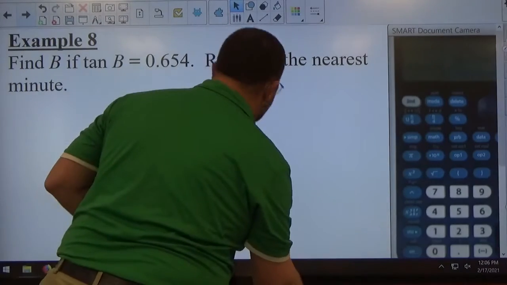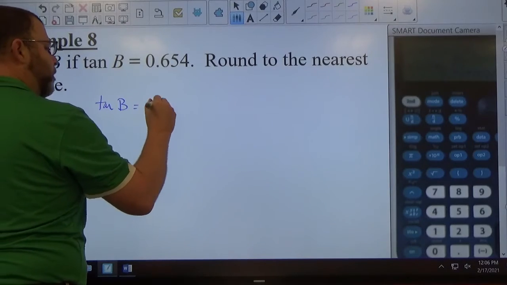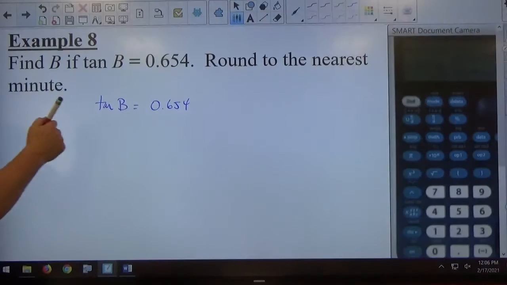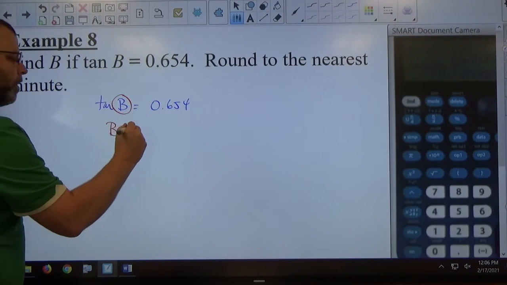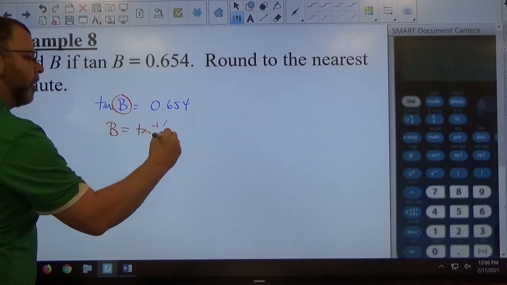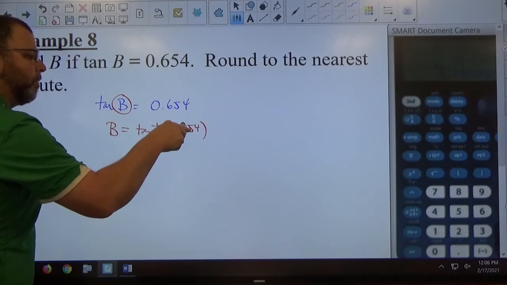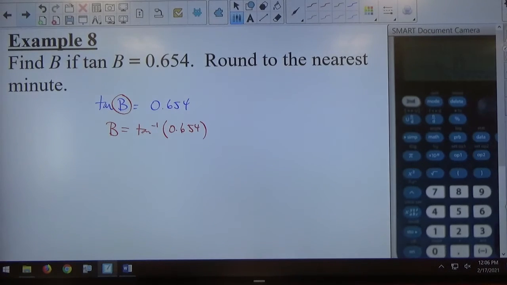So first off, it does say tangent of B equals some number, 0.654 in this case. So again, I already know what tangent equals. I do not know what the angle is. So when I don't know the angle, it's going to be the inverse tangent of that number. So just recognition of the trig function I need to use to solve the problem. If I know the angle, I use tangent. If I do not know the angle, I use inverse tangent.